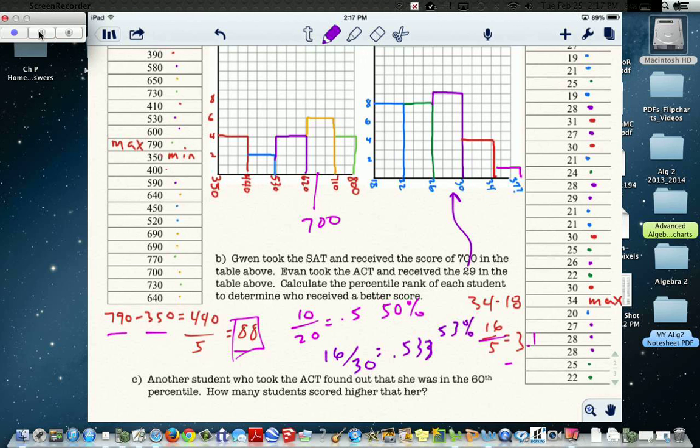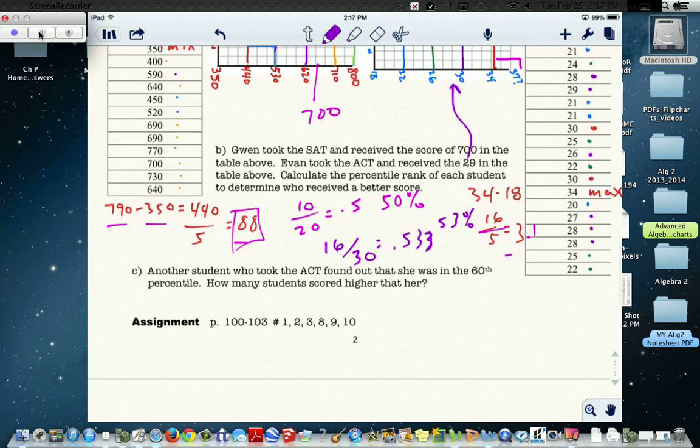Another student who took the ACT found out that she was in the 60th percentile. How many students scored higher than her? Well, if 60% are below, approximately 40% are above her. So that's the end of the 2.3 lecture.